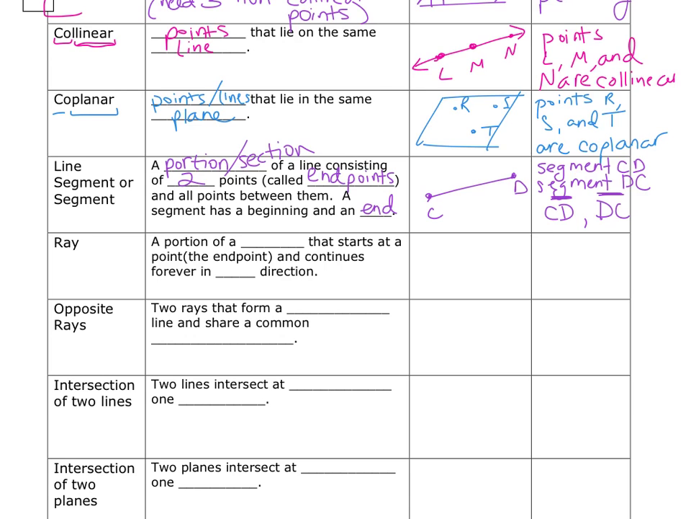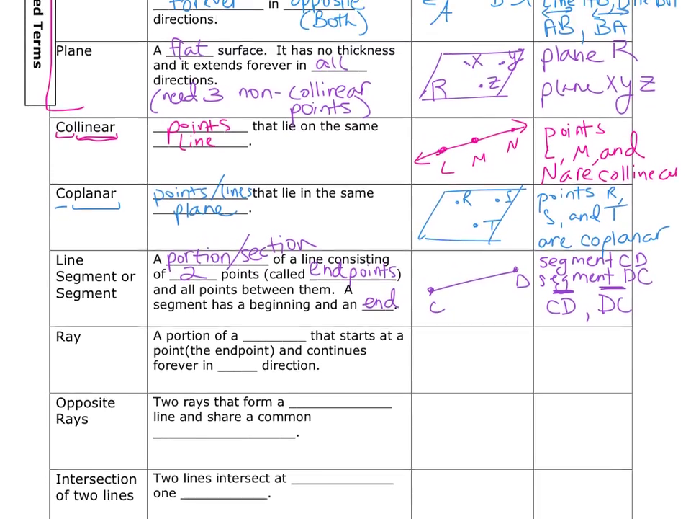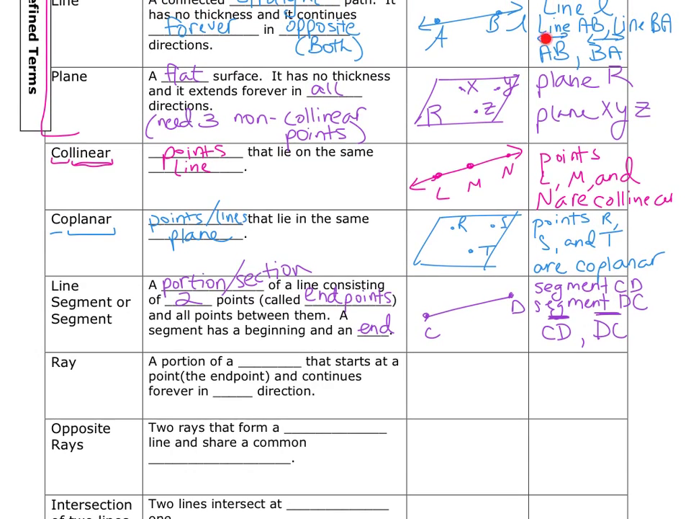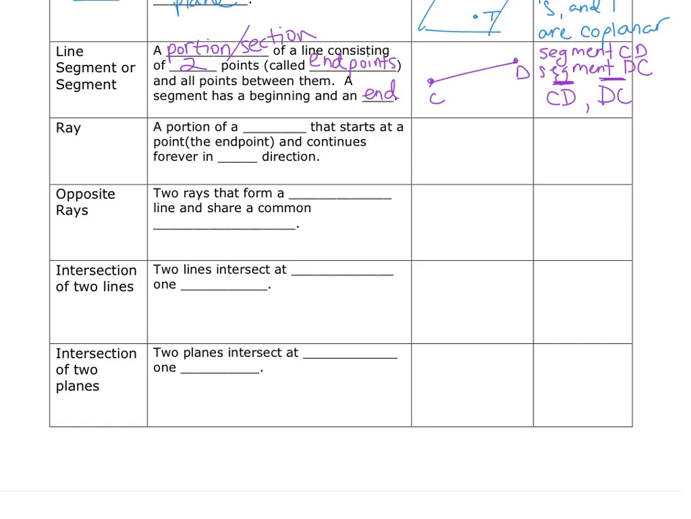So notice that it is different than the way that we write a line, because for a line we use arrows at the ends, but with a segment there are no arrows at the end, and that's a big difference between those two symbols. All right, so this next one is a ray.